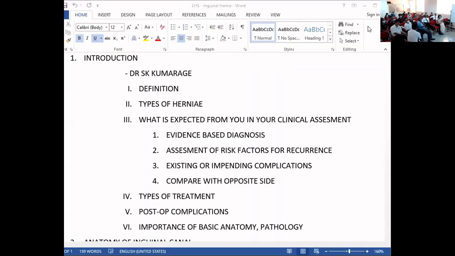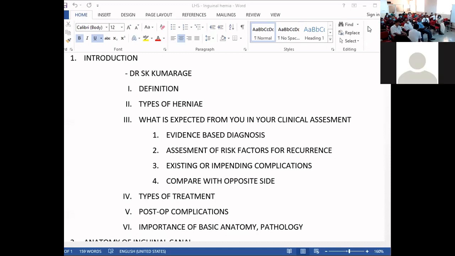Then, we are not going to talk about types of treatment here, but the mainstay of treatment is surgery. We discussed that point in detail during the last discussion, whether you can manage conservatively. And the mainstay of treatment is surgery, and you should know about post-operative complications as well, right? The bare core knowledge is highlighted in number 3. This is the evidence-based diagnosis, assessment of risk factors for recurrence, existing or impending complication, and comparing the opposite side.